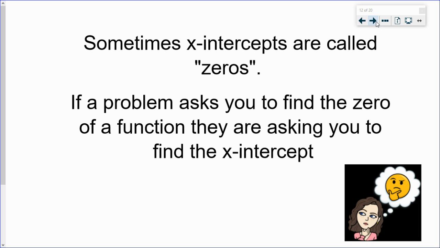Sometimes x-intercepts are called zeros. If a problem asks you to find the 0 of a function, they are just asking you to find the x-intercept. So the words x-intercept and zeros have the same meaning. An x-intercept or a 0 is just saying what is x when y is 0.